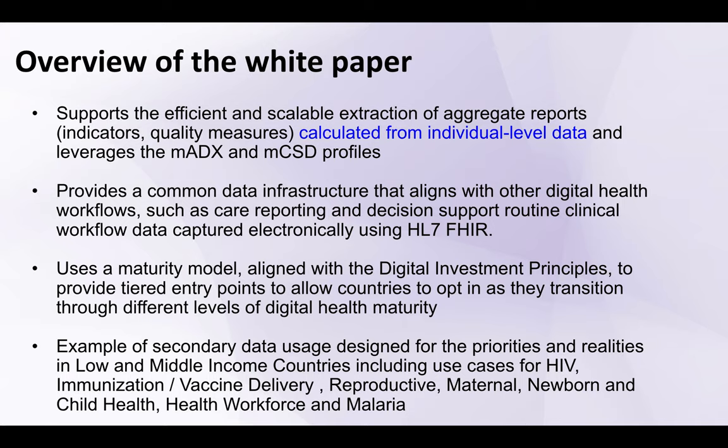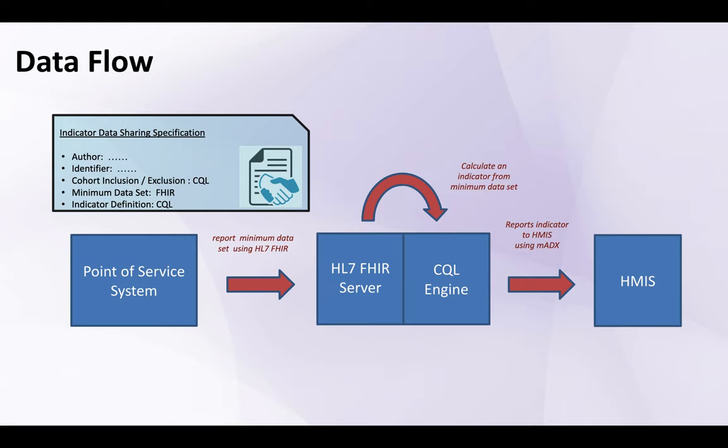Use cases and examples are provided from HIV, immunization vaccine delivery, reproductive, maternal, and newborn child health, health workforce, and malaria for indicator reporting. The white paper outlines a data flow from a point of service system into a HMIS, or Health Management Information System, which is a traditional system used for collection of routine aggregate data.